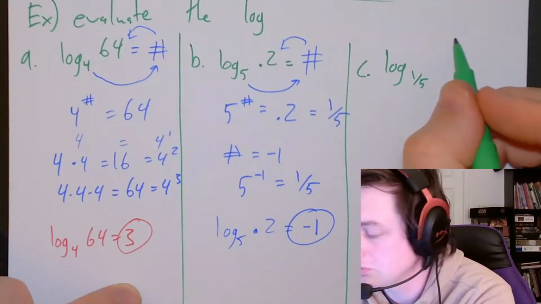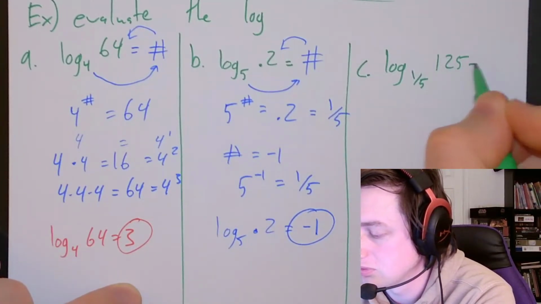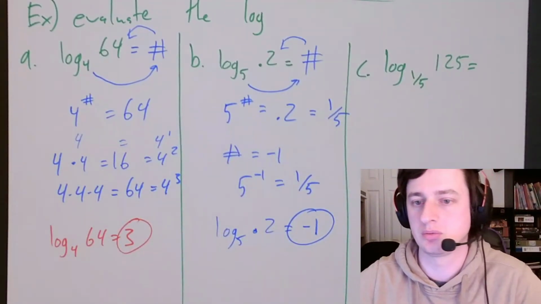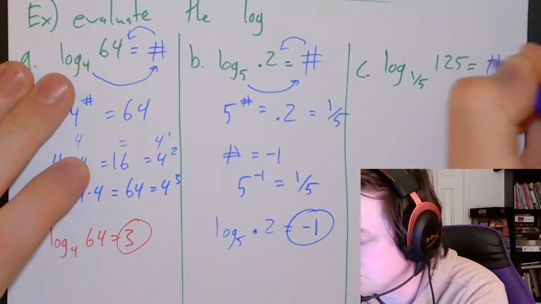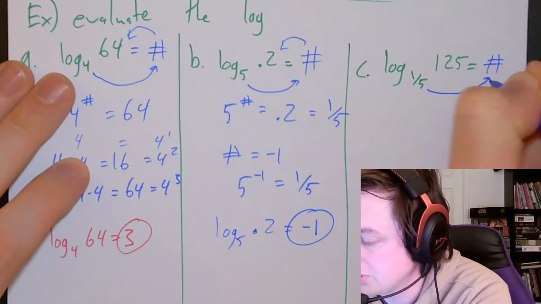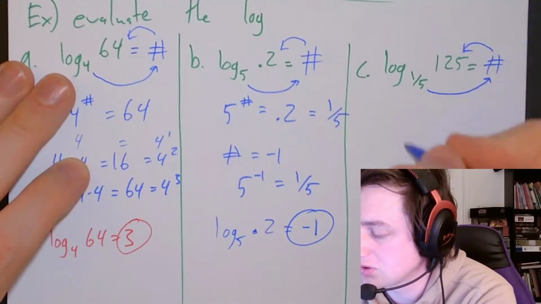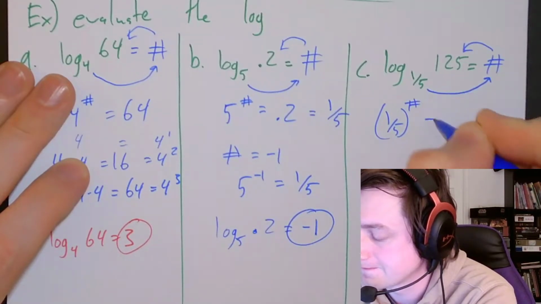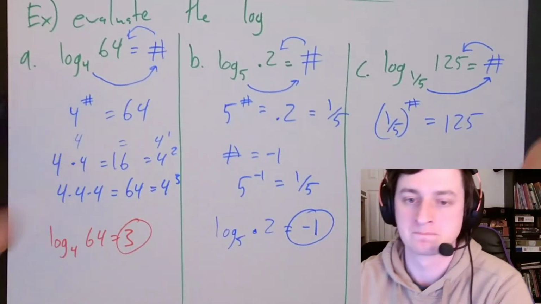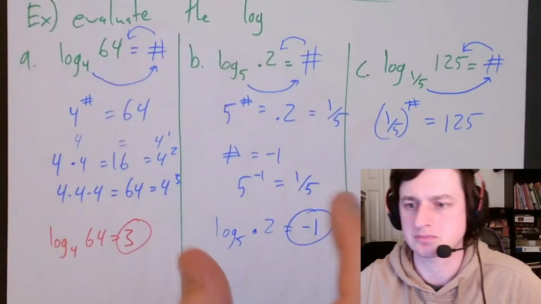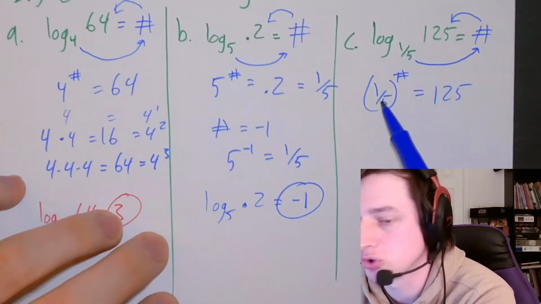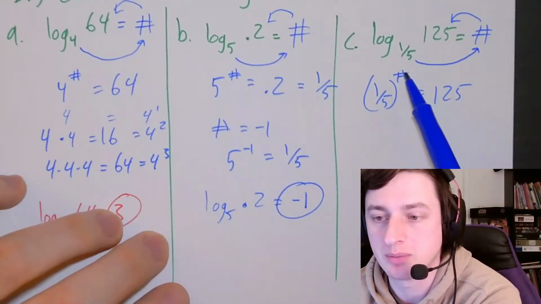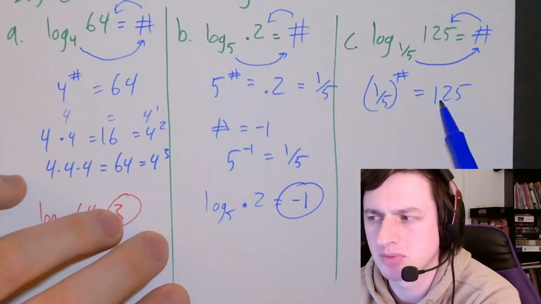Log with a base of 1/5. What is that? With 125 as the value? Well, what does that equal? So we want whatever number this is. We're saying 1/5 to some number gives us 125. So what this is saying is we're going to multiply this fraction over and over and over a certain amount of times, and that gives us a big number.